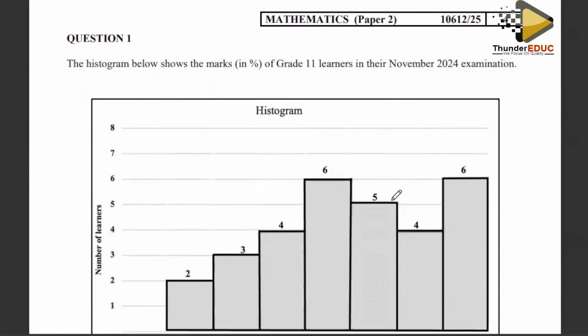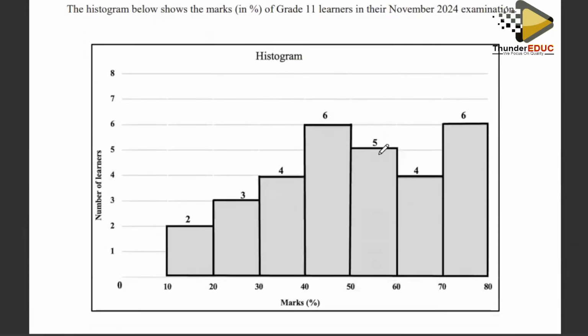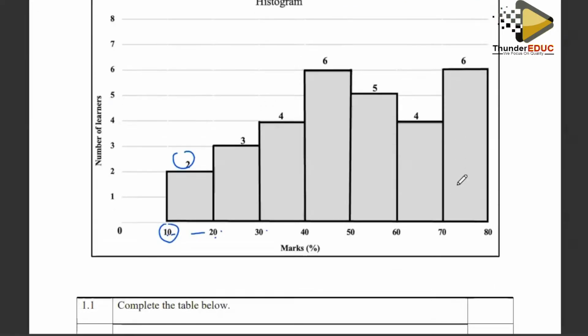All right, so question number 1, they're telling us that the histogram below shows the marks in percentage for the grade 11 learners in their November 2024 examination. Okay, so the lower class interval is a 10. Then 20, so between 10 and 20, we have 2 learners. Between 20 and 30, we have 3 learners, and so on. So meaning that the highest mark that could possibly have been achieved was 80%, okay?